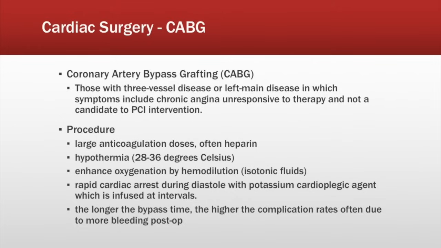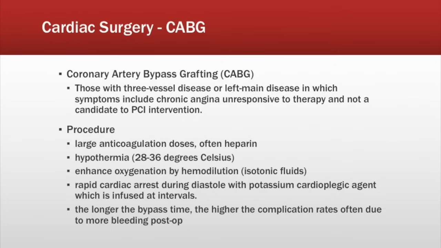Now for the procedure, for the test. Often heparin is given in very large doses. They're going to want to put the patient in a state of hypothermia, and enhance oxygenation by hemodilution using isotonic fluids. This is all to reduce the workload on the heart, to reduce the oxygen demand on the heart, and to increase your patient outcomes. To stop the heart and to be able to put on the bypass machine, they'll have to use potassium cardioplegic drugs, which are infused at intervals throughout the procedure.